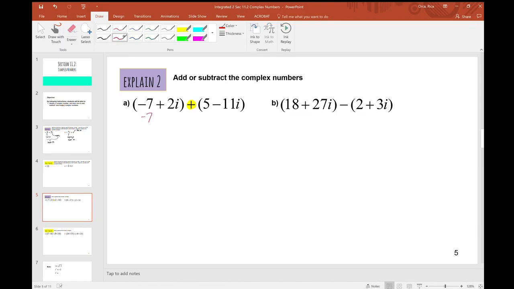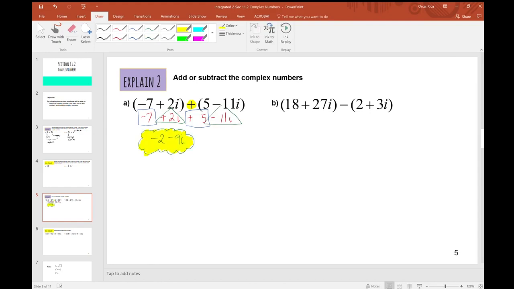We have negative 7 plus 2i plus 5 minus 11i. Let's add our real numbers. We have negative 7 plus 5, which is negative 2. Now let's add our imaginary numbers, and that's 2i minus 11i, which is negative 9i. So our answer is negative 2 minus 9i.